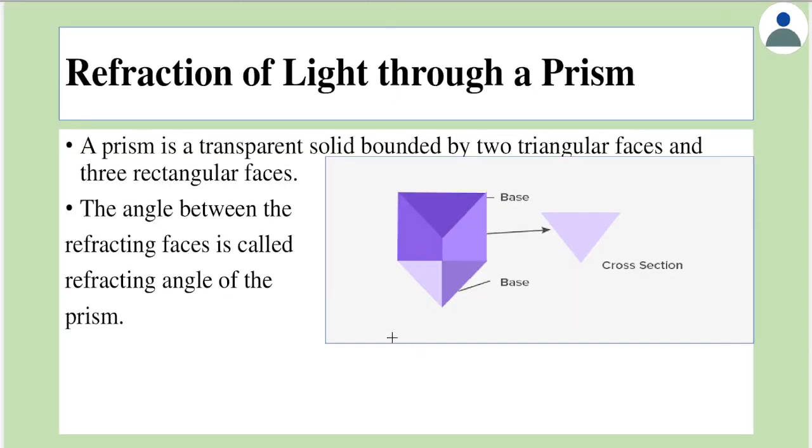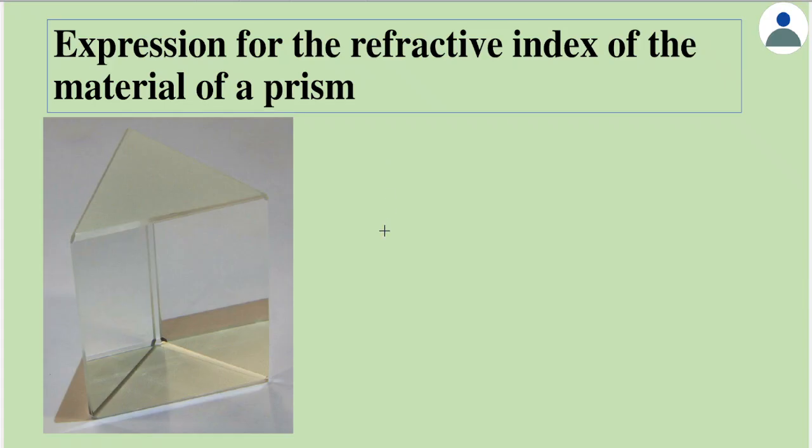Now in this case, if we cut a prism along a plane normal to the refracting faces, then what we get would be a triangle, and that is called the cross section. For example, imagine that we have a plane which cuts normal to the face, cut like this. Then what we get would be a triangular cross section.